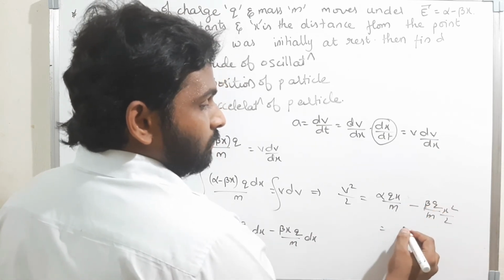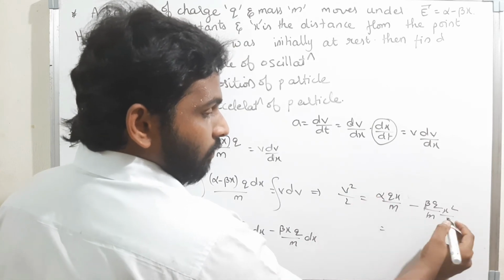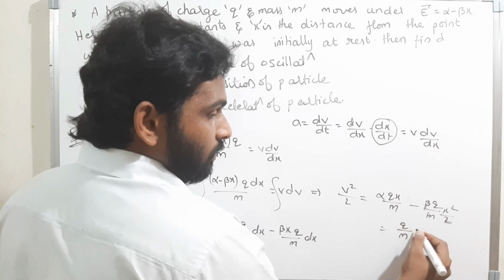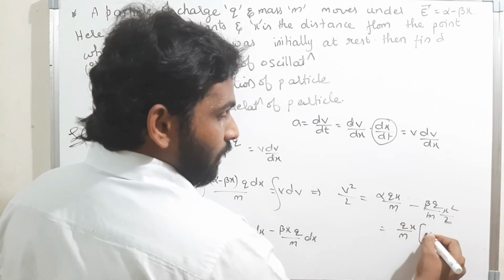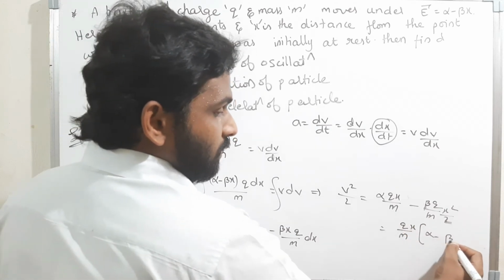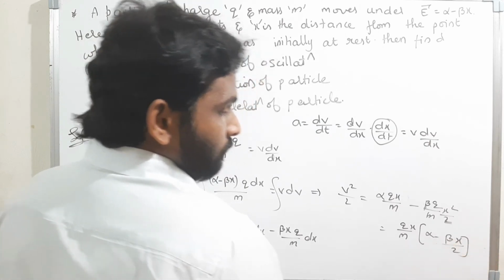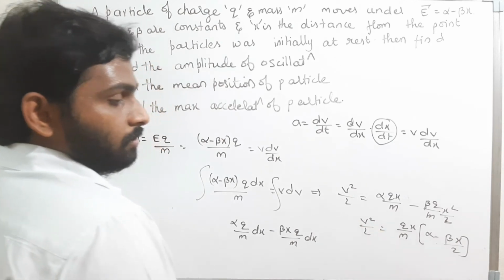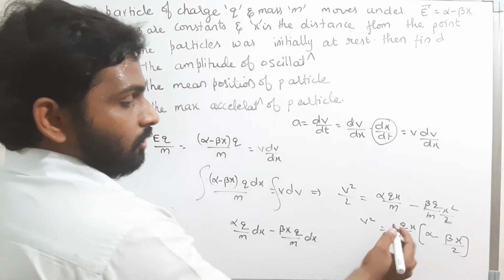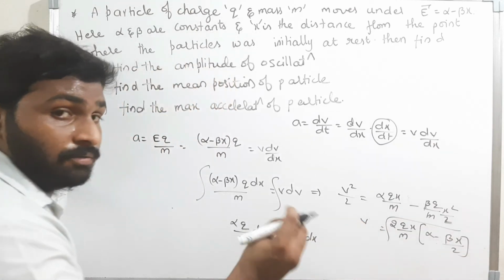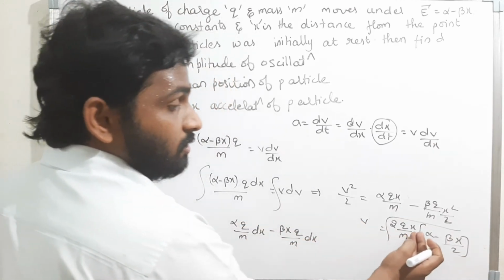Now take the common terms. What can I take common? q by m I can take common, and x I can take common. Therefore, (alpha minus beta x by 2) is equal to v square by 2. If I remove the 2 here, I will get 2 here, and if I remove the square, I will get a root here. Now I got the velocity of the body. The velocity of the body is changing with respect to x.